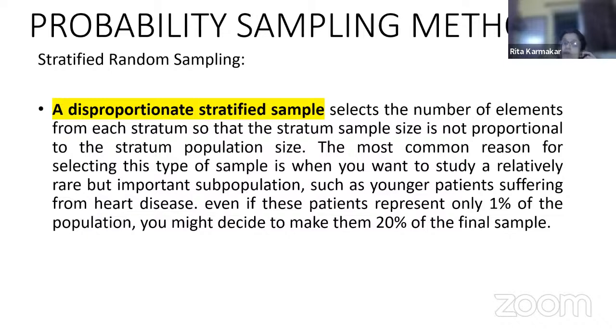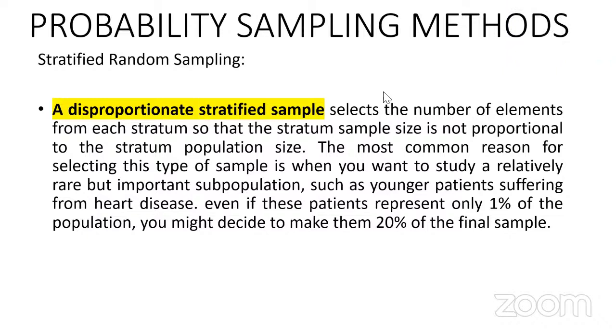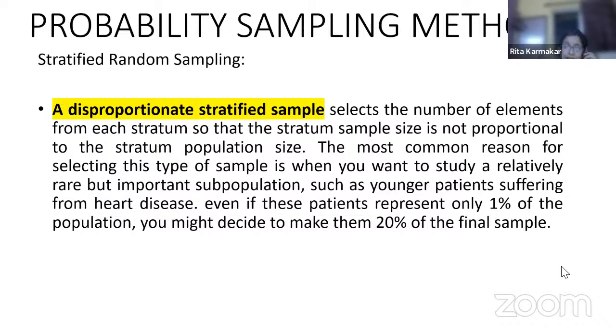You have to go for disproportionate stratified random sampling, because I'm trying to establish this point: do not go by the name. Looks are always deceptive. Its name is disproportionate, but it is actually useful when you are working with a very specialized or very rare type of thing. Am I making sense? Yes, ma'am. Right. Okay. So that is the advantage of disproportionate stratified random sampling.